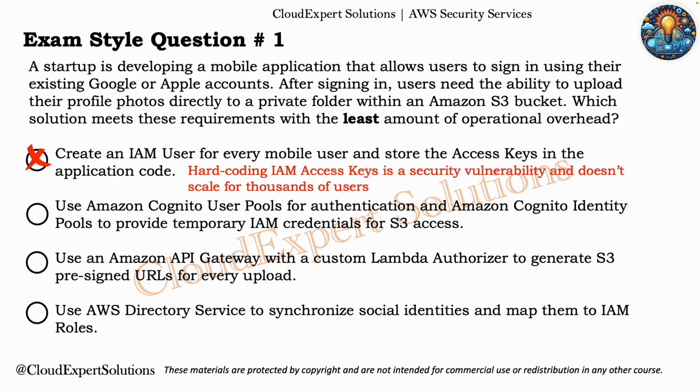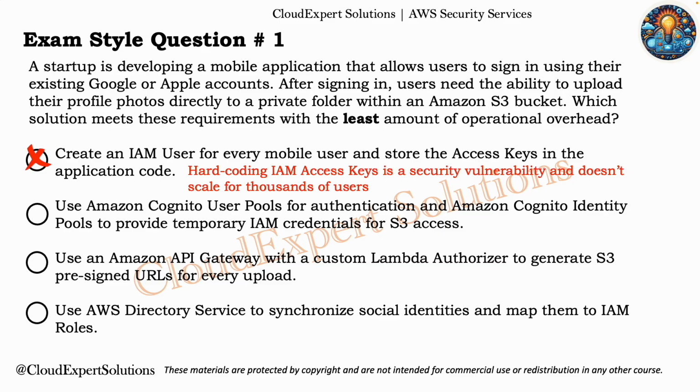Moving to option B. Option B is saying use an Amazon Cognito user pool for authentication and an Amazon Cognito identity pool to provide temporary IAM credentials for S3 access. This is a potential correct option, and this is the Web Identity Federation pattern, because the user pool handles who are you, that is the social login, and the identity pool handles what can you do, that means providing temporary AWS credentials to access the S3 bucket. This is the security best practice. So let's park it and review the remaining options.